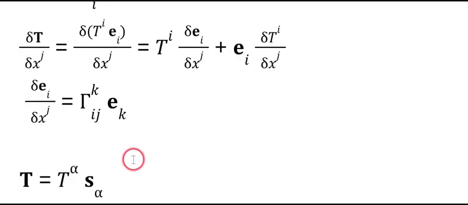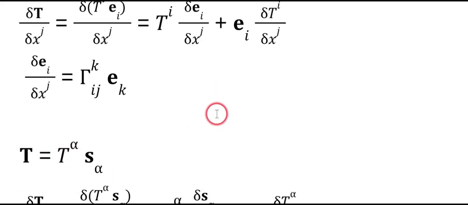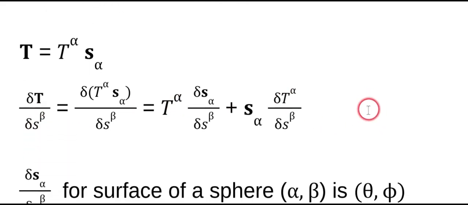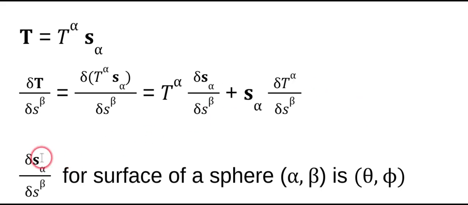To get back to where we were, there is a surface vector, which has surface basis vectors and surface components. When we differentiate that the same way, but with respect to a surface coordinate, we get the same stuff, and we wind up with this. Now, what is this? The derivative of a surface basis vector with respect to a surface coordinate.